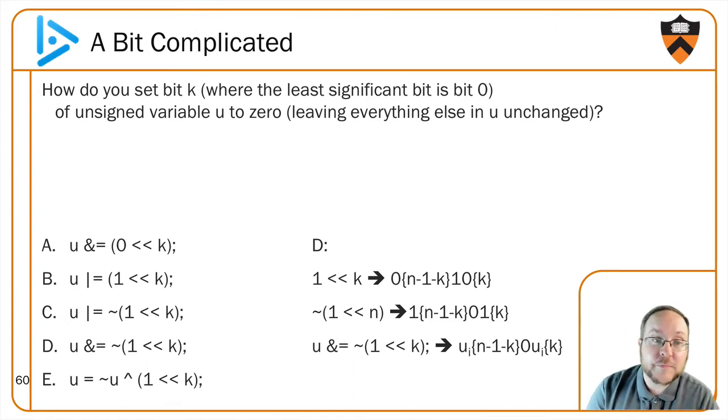When we left shift 1 by k, it gives a whole bunch of zeros, 1, zeros. NOTing that gives a whole bunch of 1s, 0, 1s. ANDing makes the nth bit 0, because x, for whatever value x is, ANDed with 0 is 0, and it keeps all the other bits the same, because anything ANDed with 1 is itself.